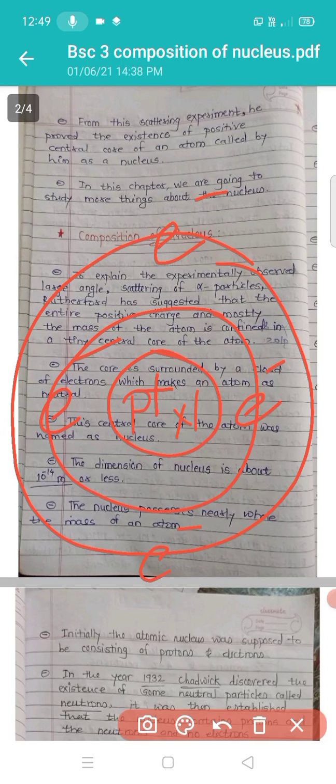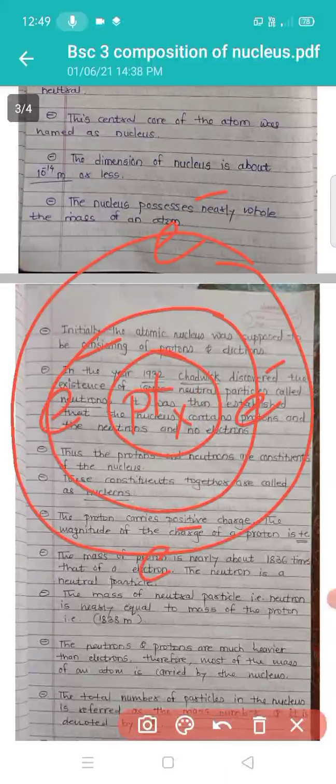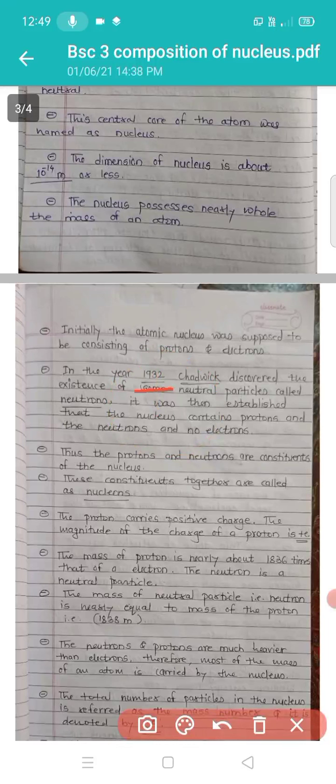The total number of particles in the nucleus is referred to as the mass number, and it is denoted by A. It is the mass number.